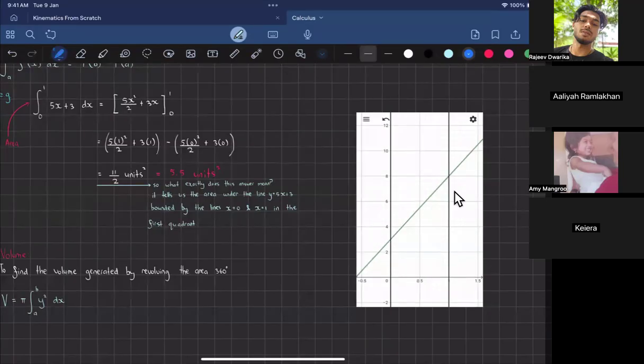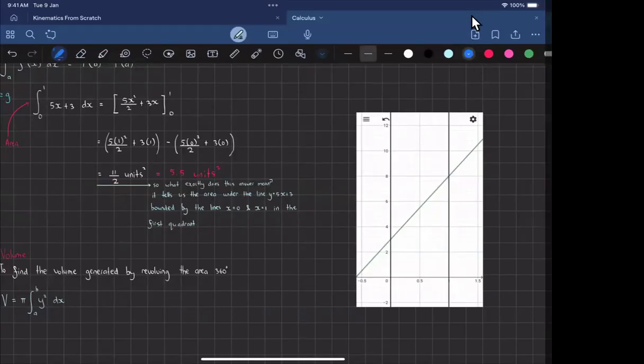If you could annotate, whichever way you did it earlier, I want you to show me where the line y is equal to 5x plus 3 is. I want you to show me where the line x is equal to 0 is. And I want you to show me where the line x is equal to 1 is. That's all I want you to do for me.